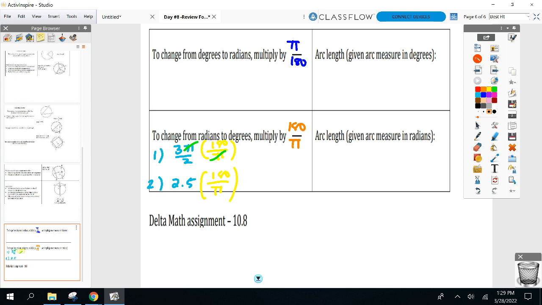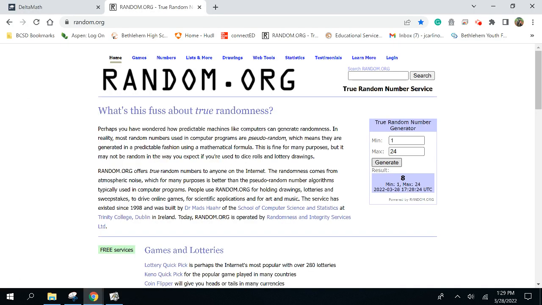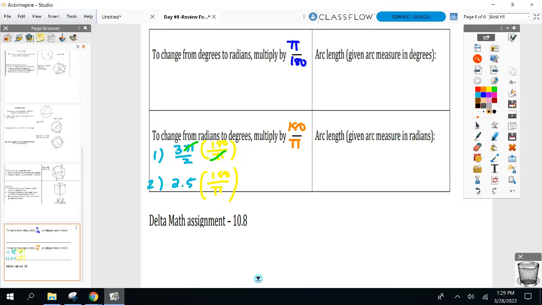Arc length, 2 formulas tomorrow. What formula do I use if the angle is already in degrees? There it is, the formula I want. Arc length equals measure over 360 times pi d. What if that angle's in radians instead?